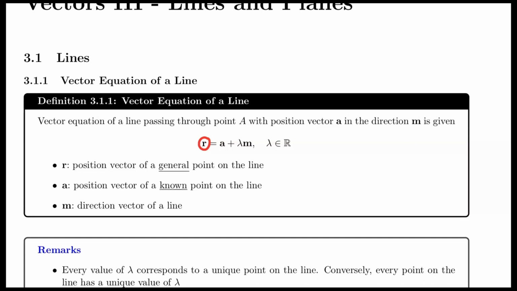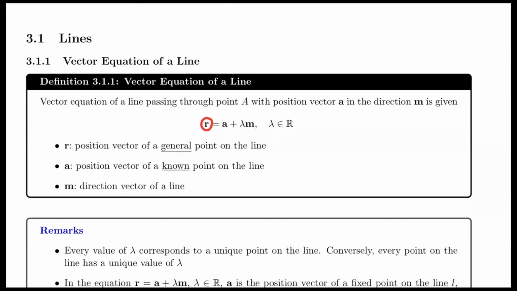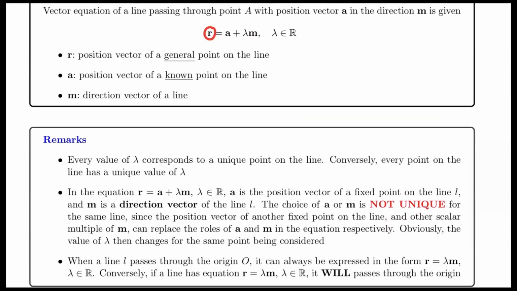A is a fixed point on the line. M is your direction vector. Okay? So that's your equation of a straight line, or a vector equation of a line, of course. Inside this whole entire paragraph here, you read on your own.